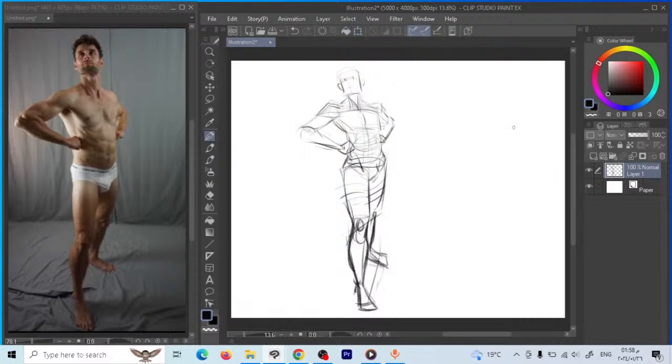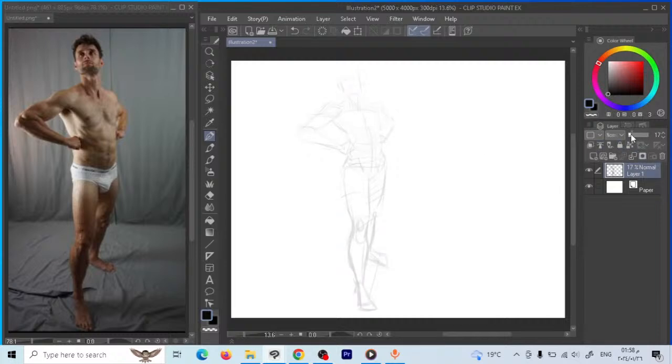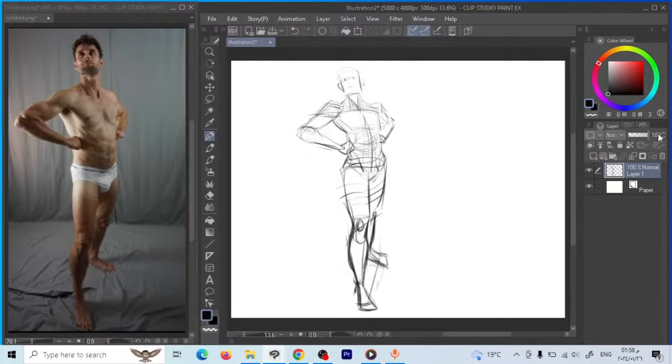So what do you think? Or let's just wait for the others. Let's see what the opinions are. Or let's just break down the pose, okay?